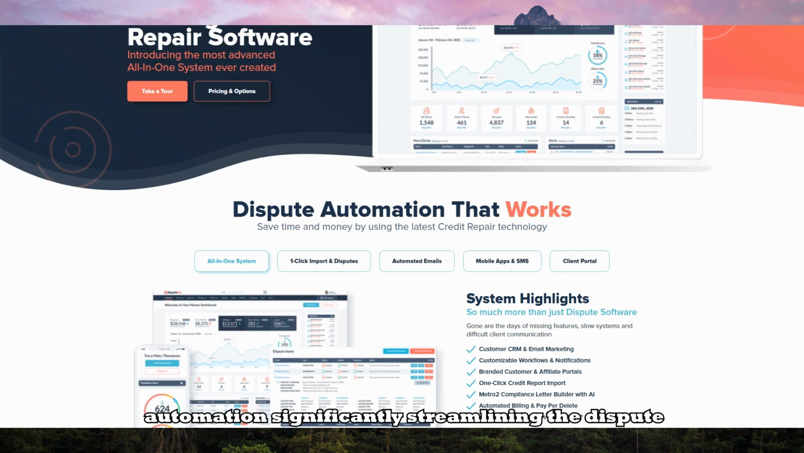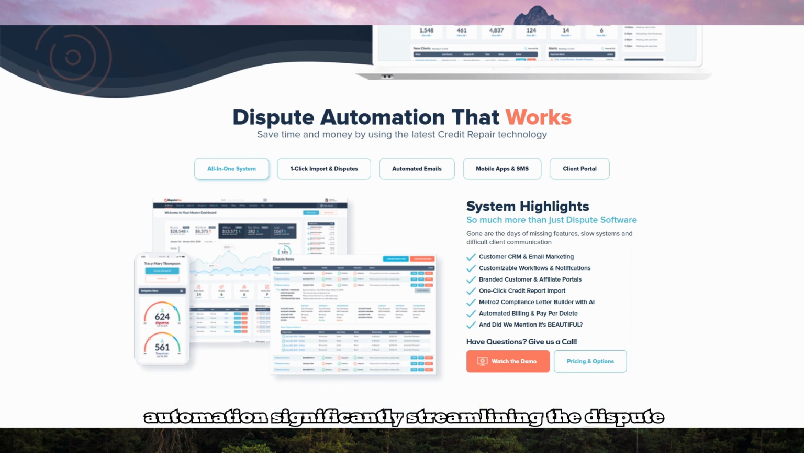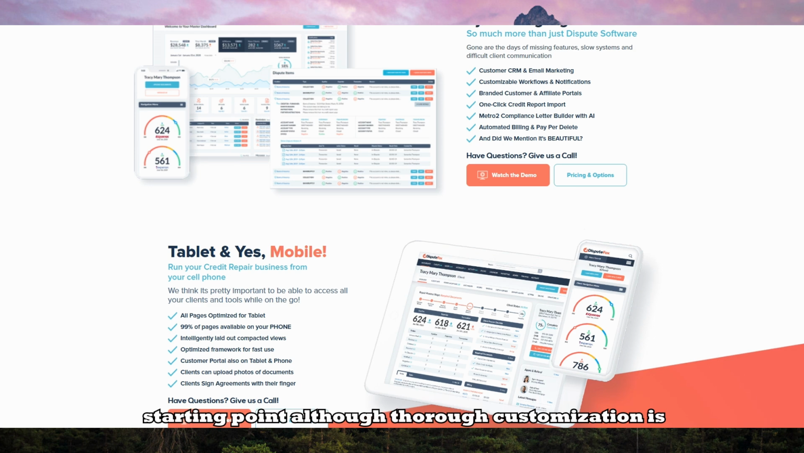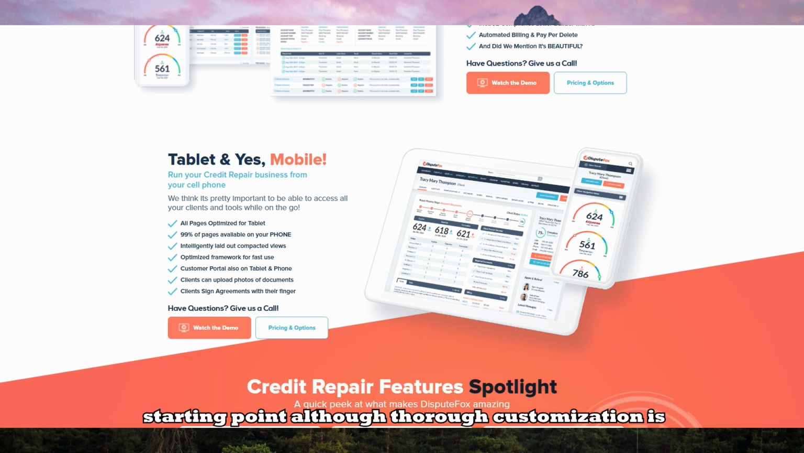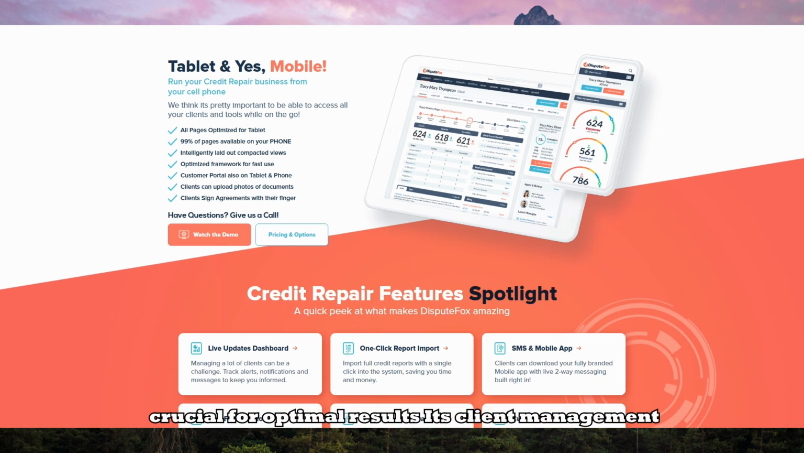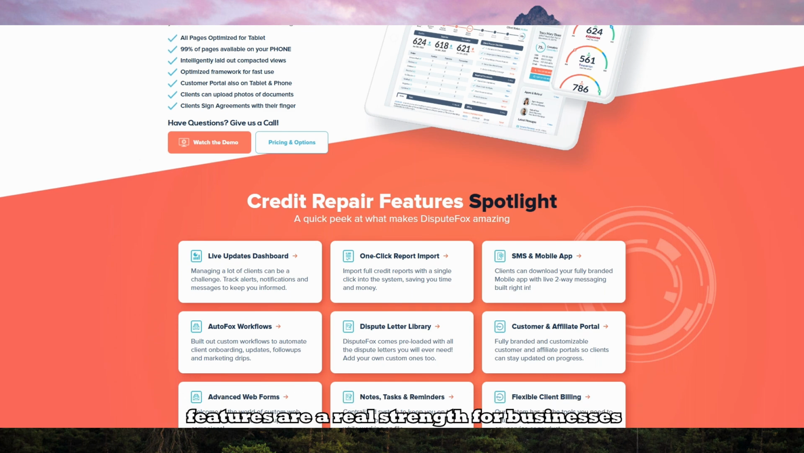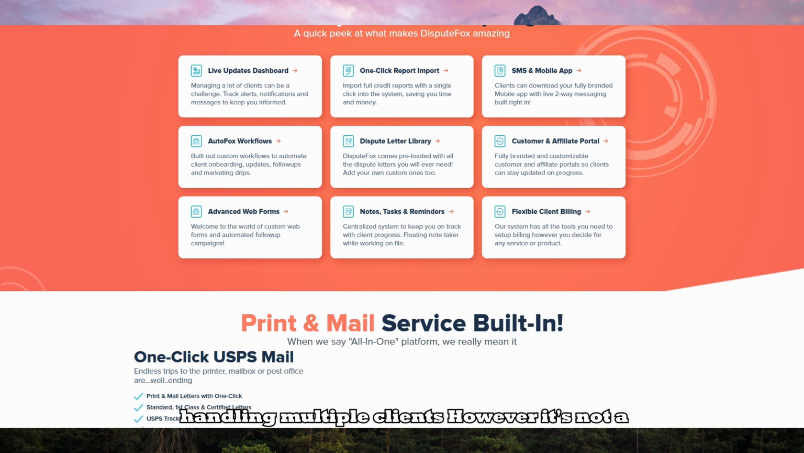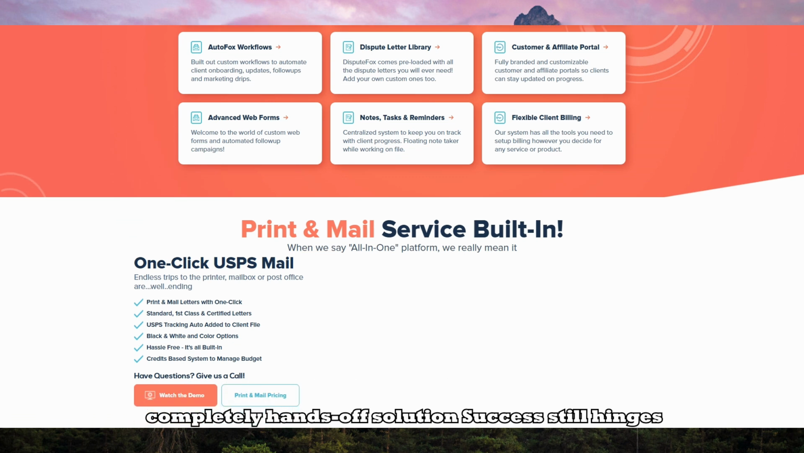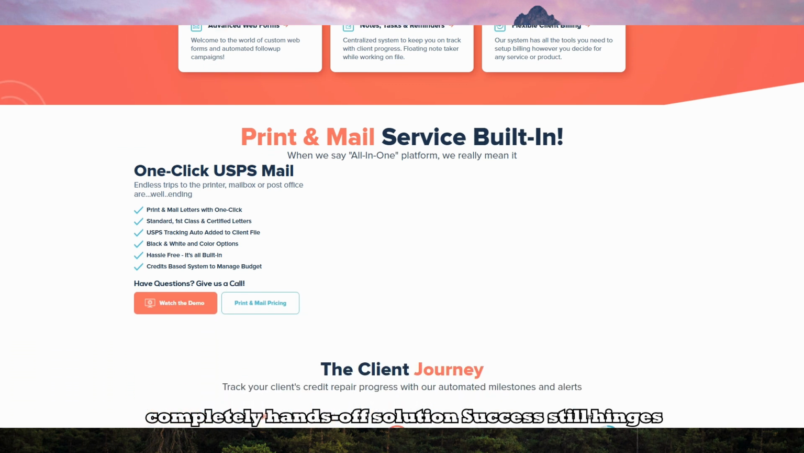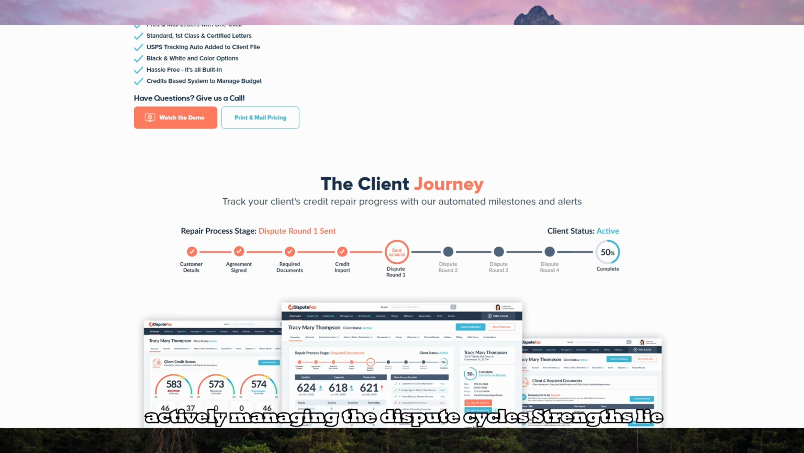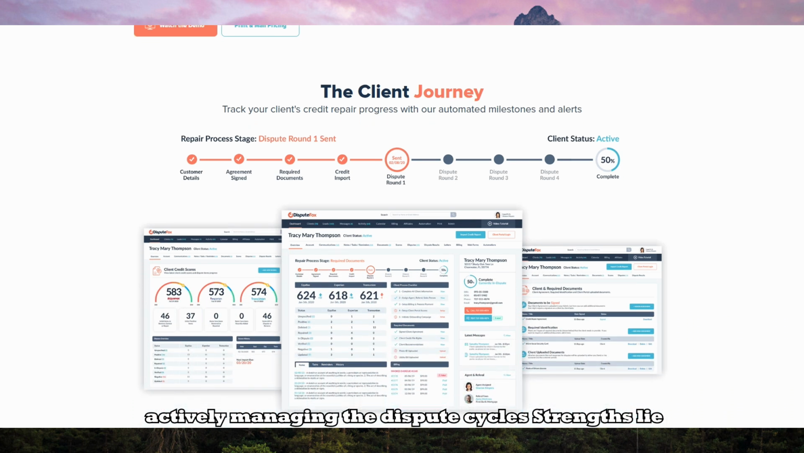DisputeFox excels at automation, significantly streamlining the dispute process. The pre-written templates are a great starting point, although thorough customization is crucial for optimal results. Its client management features are a real strength for businesses handling multiple clients. However, it's not a completely hands-off solution. Success still hinges on understanding credit reporting laws and actively managing the dispute cycles.